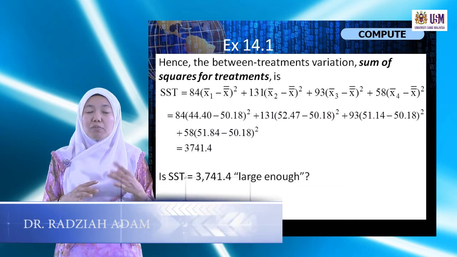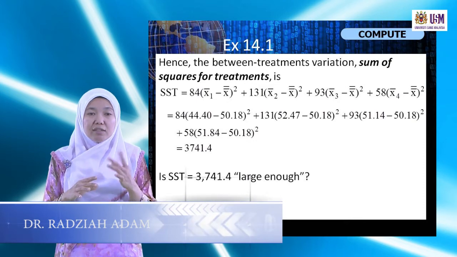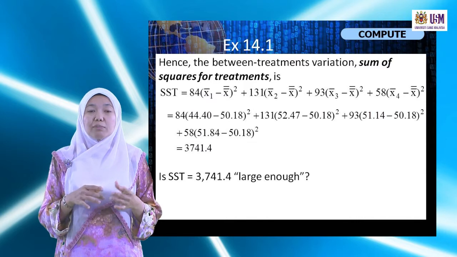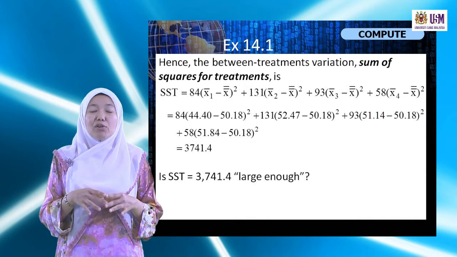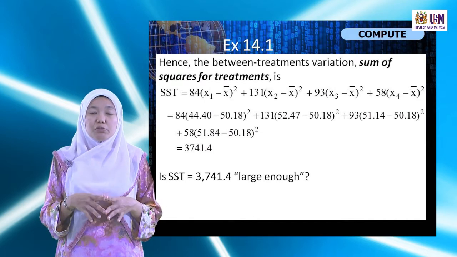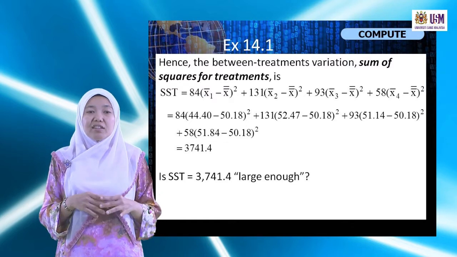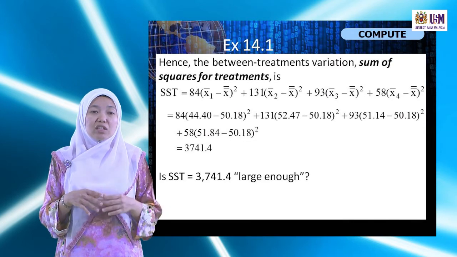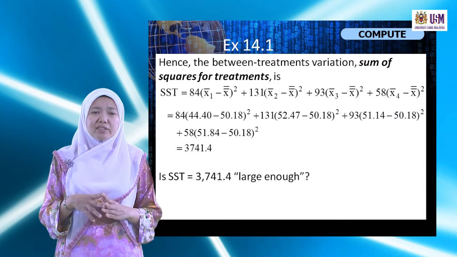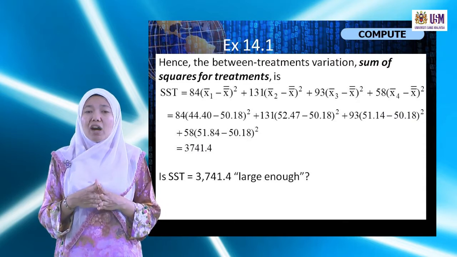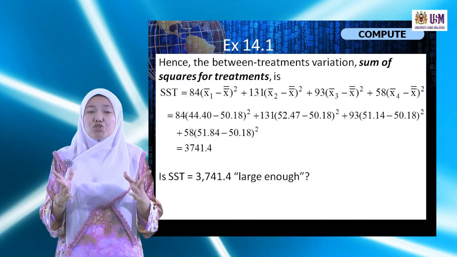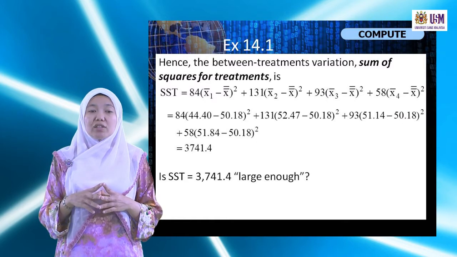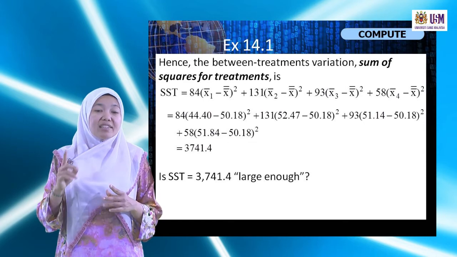How are you going to calculate that? Remember the formula. You take the group mean, x bar 1 for example, deduct the grand mean, or x double bar, then square and multiply with the sample size. You do the same for the second, third and fourth treatments. In the first line there, you see the actual formula, and in the second line all the values have been plugged in from the sample statistics you got from your computer, and the sample sizes. Then you square, multiply and add them up. So your SST value, the sum of squares for treatments, equals 3,741.4. Now the next question: SST equals 3,741.4. Is that large enough?